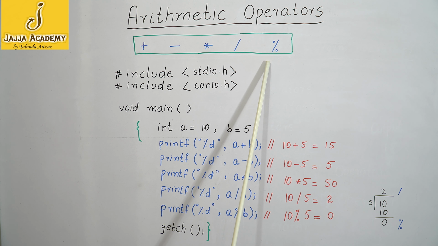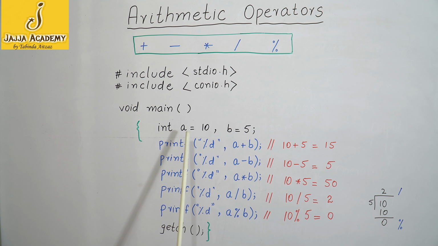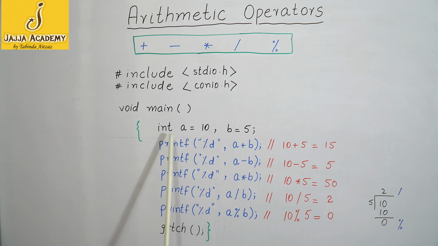Here I have provided a complete C program. It starts from preprocessor directives and then this is the main function. Body of the main function starts from here and ends at this bracket. First of all, I have declared and initialized two variables, variable A and variable B. Int A is equal to 10. So A is initialized with the value of 10 and B is having the value of 5.